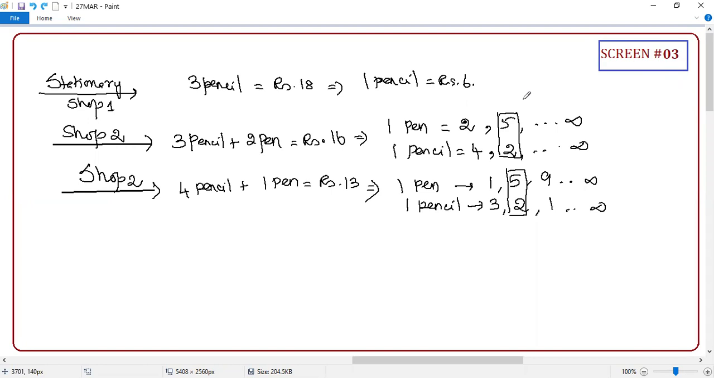Indeterminate. Determinate means what, student? Find out. Indeterminate means I cannot find out. I have so many solutions. I cannot find out what my solution is. Are you crystal clear? So how to avoid the same situation?